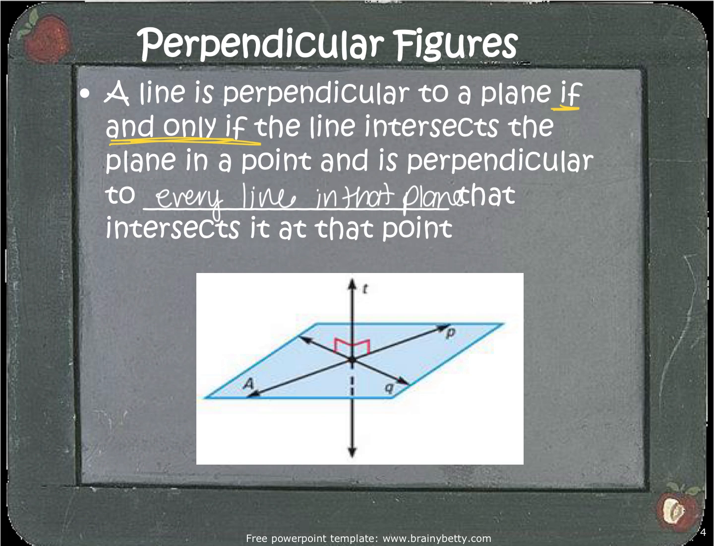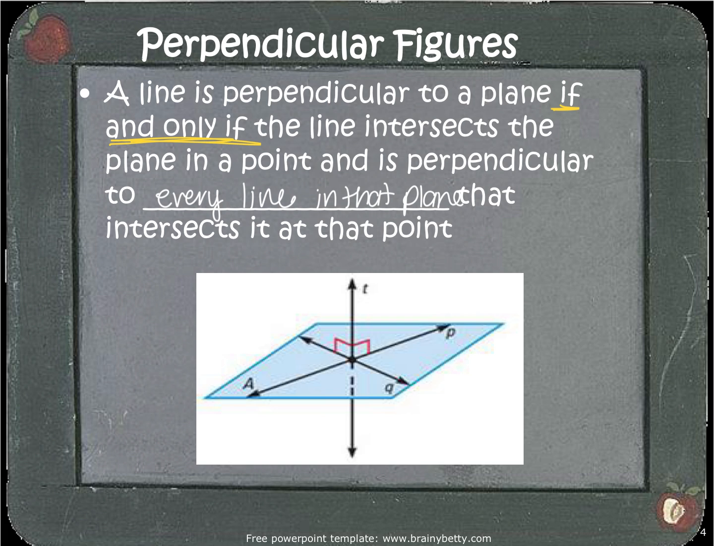So perpendicular figures, this diagram, what this means is a line is perpendicular to a plane if and only if the line intersects the plane in a point. What it's saying is if I give you a sheet of paper and I stick a pencil through it at a 90-degree angle, so straight up and down, if I were to make a line that goes through that point, that line will be perpendicular to my pencil. It's just saying anytime you make a line through a line in a plane, it's going to continue to be perpendicular.